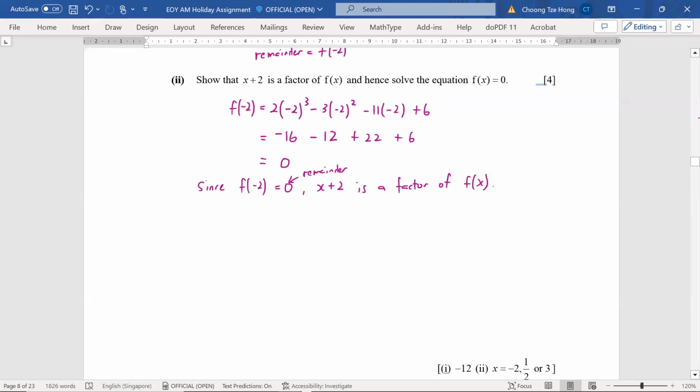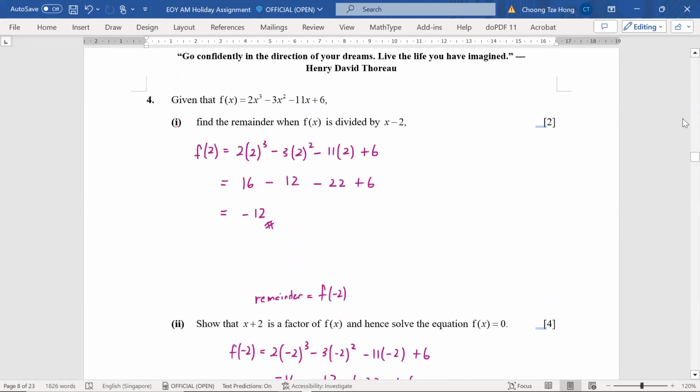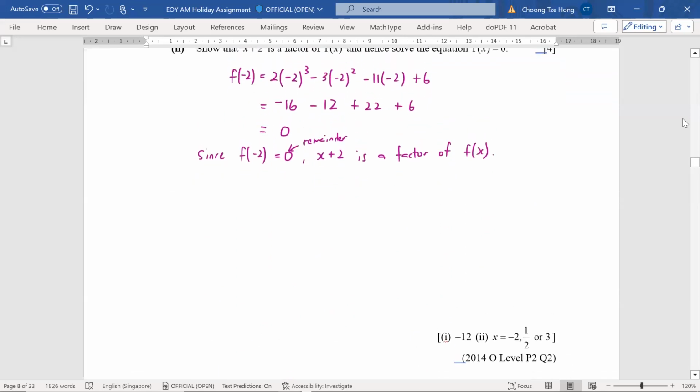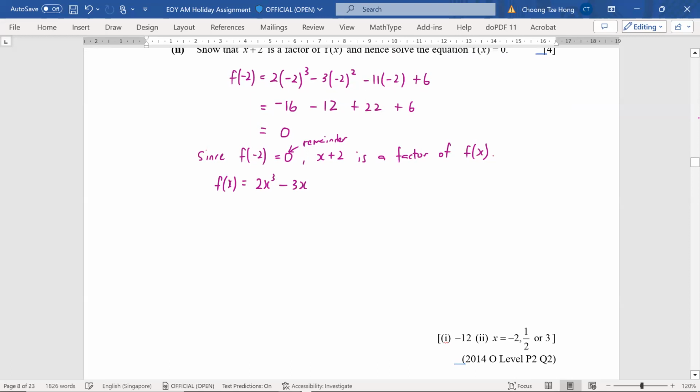Let's take a look at the rest of the question. They want us to solve f(x) equals 0. Remember at the start, we started off with a cubic polynomial. Whenever you want to solve a cubic polynomial, you need to fully factorize it first, and that is actually not a very difficult thing to do. So we start off with f(x) equals 2x cubed minus 3x squared minus 11x plus 6, the original function.